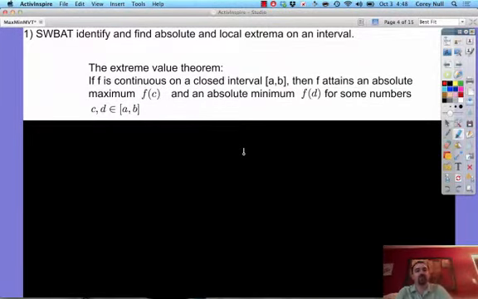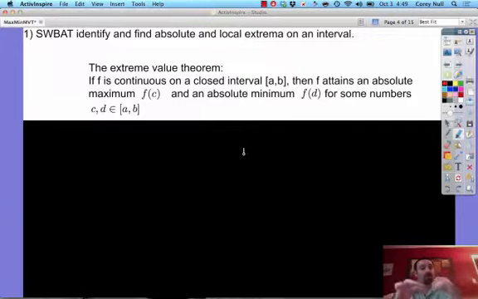Okay, here's the Extreme Value Theorem. If f is continuous on a closed interval, then f must attain an absolute maximum value and an absolute minimum value at some numbers c and d in that interval. Now, this only works if we have a closed interval. That means it has to hit an endpoint.